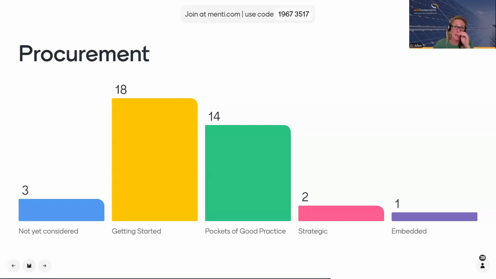Okay, so there's a lot in that one. And I can see, again, most of you are getting started. A few of you, probably the same people embedded at this level as at the other levels, especially risk assessment as well. Okay.